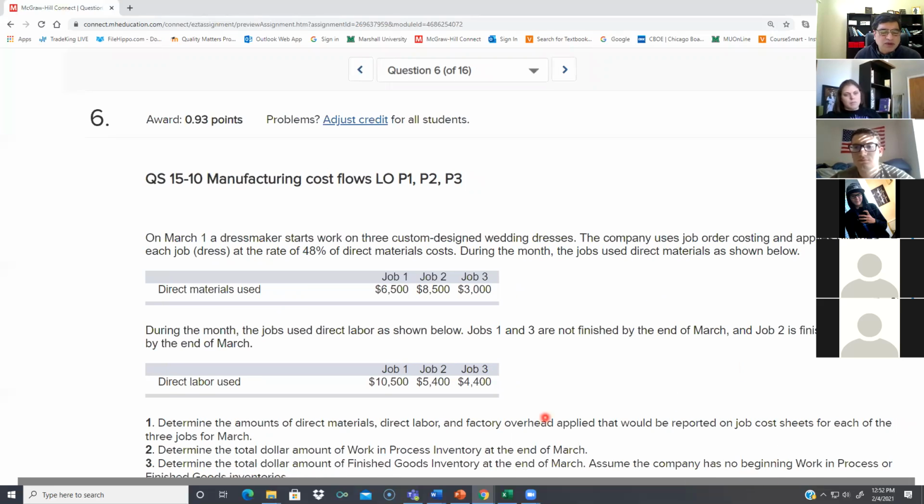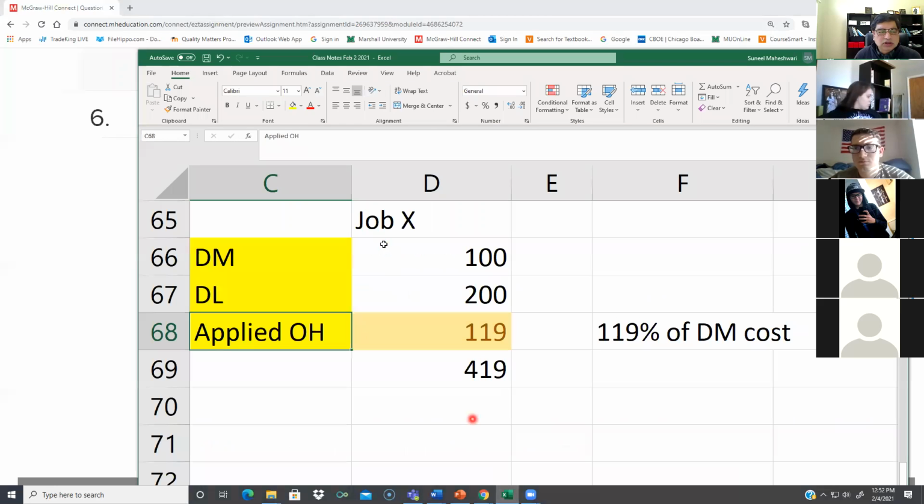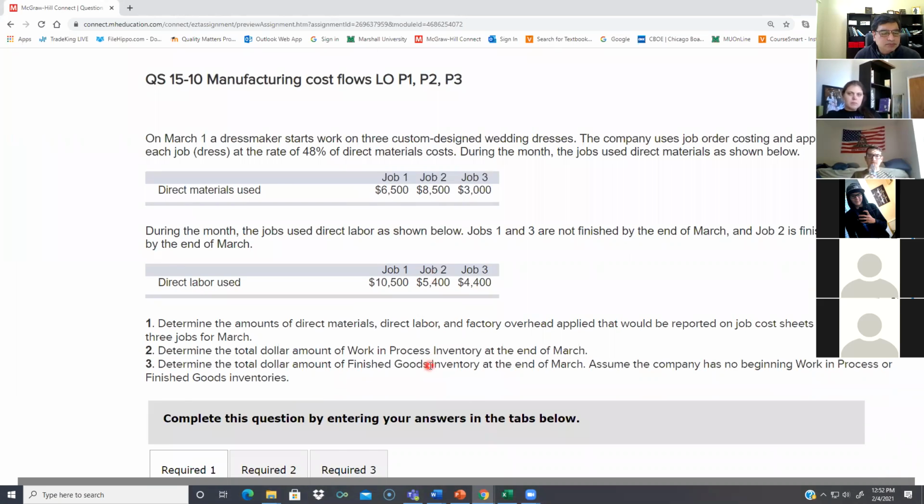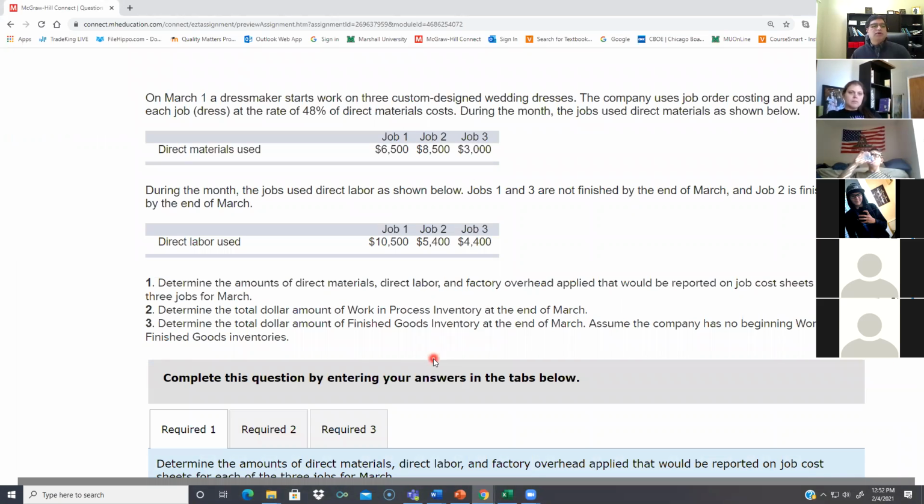Now, when we combine the direct material for a job, direct labor for a job, and applied overhead for a job together at one place, this is called the job cost sheet. Okay. So let's go to the next problem.